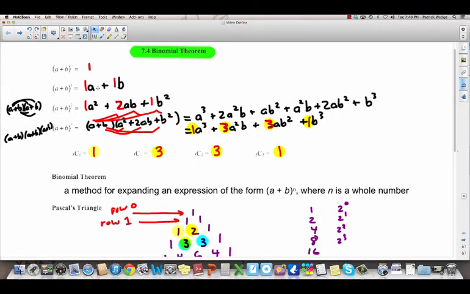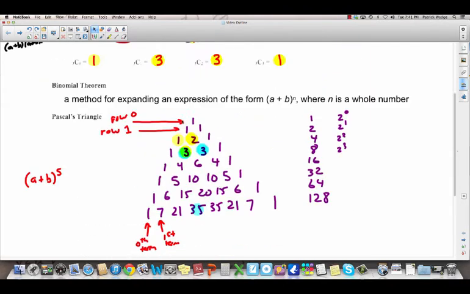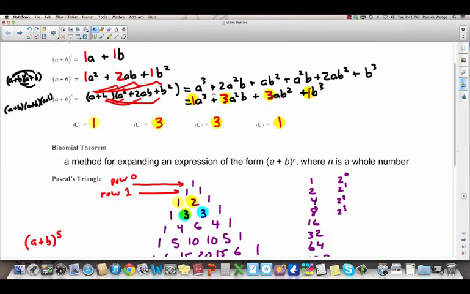A plus b to the 1st has 2 terms. A plus b to the 0 has 1 term. There's always 1 more. And here's the last thing we need to recognize, and then we'll be good to go. Take a look back up here. I know I'm going up and down, I'm sorry. Take a look at the a's and the b's.